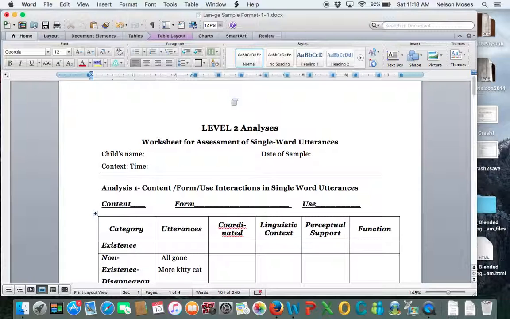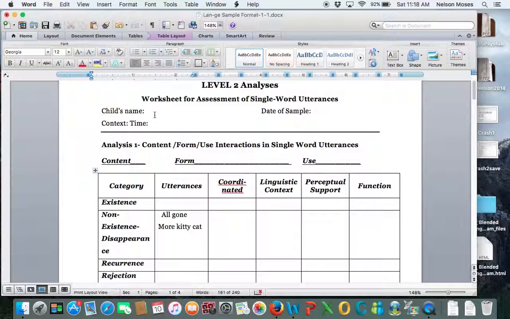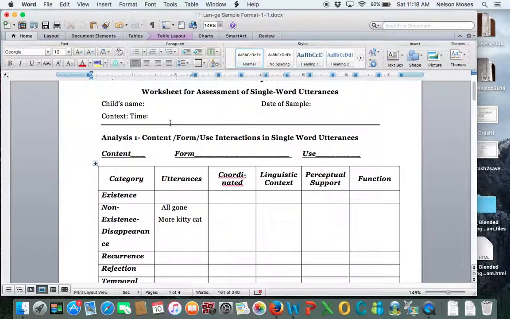Let's go to level 2, the level 2 analysis sheet. Notice it has room for the child's name, date of sample, and the day and time in which this was recorded. I don't want to know your child's name. Make up a pseudonym or just use initials of some sort. I am interested in the child's age, but you'll indicate that to me somewhere. There's no room for it here. You can still put it on top yourself.